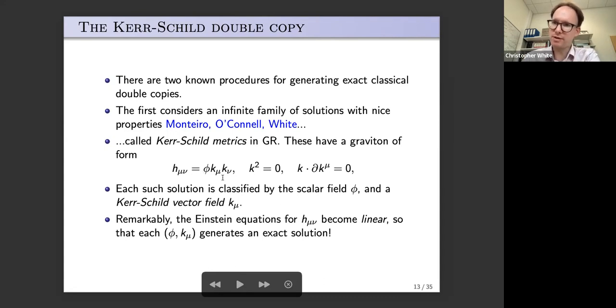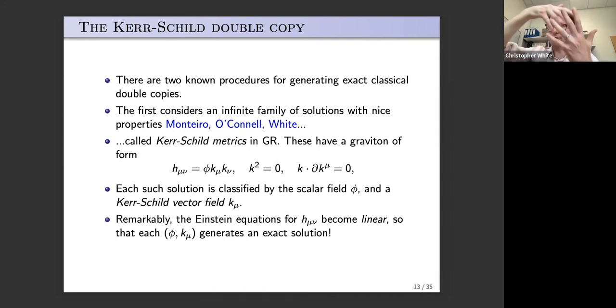Not every metric can be put in that form, or not every graviton. And also this K has to satisfy certain conditions. It has to be null, and it has to be geodesic. There's a geometric interpretation of this as if you drag the vector along its own vector field or something. So I'm not sure that helped, but you get 0.